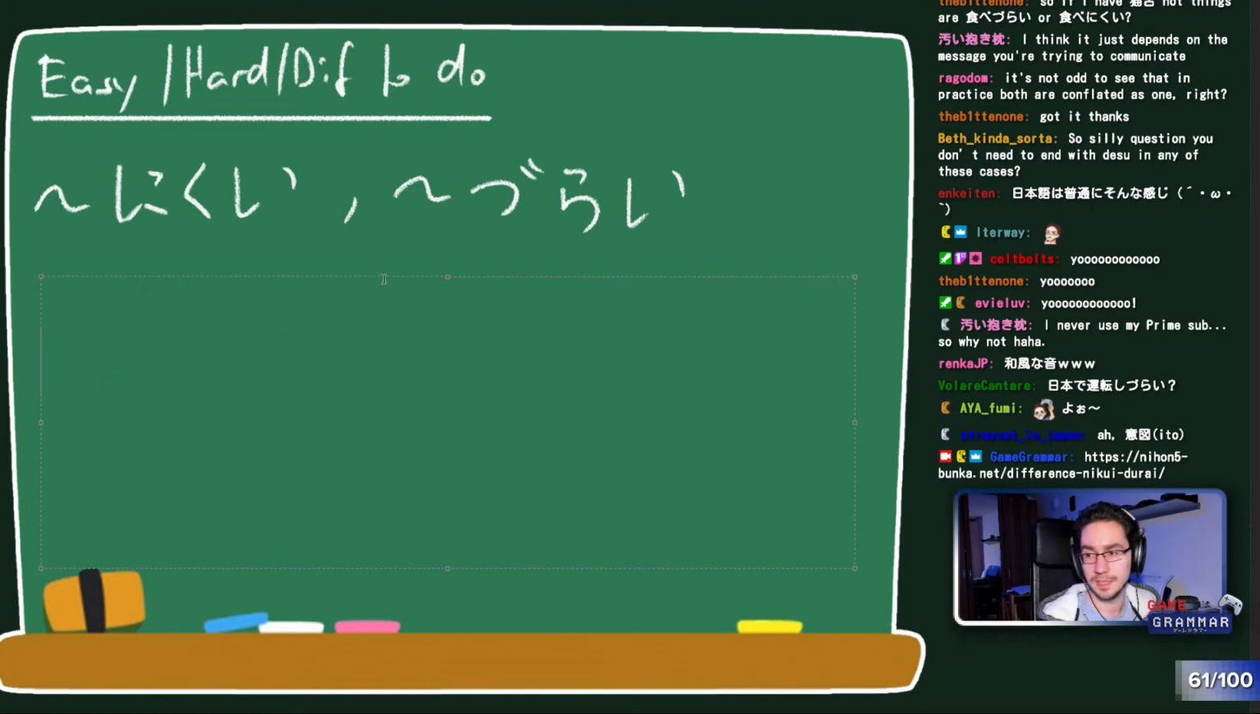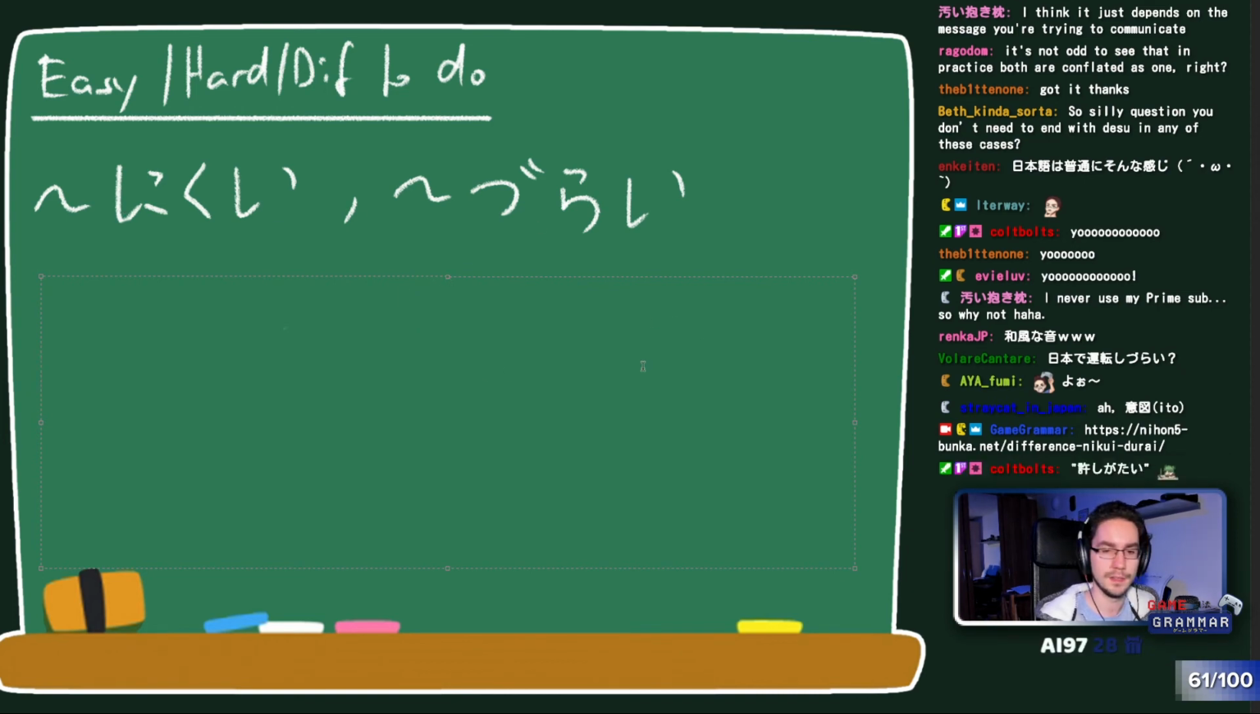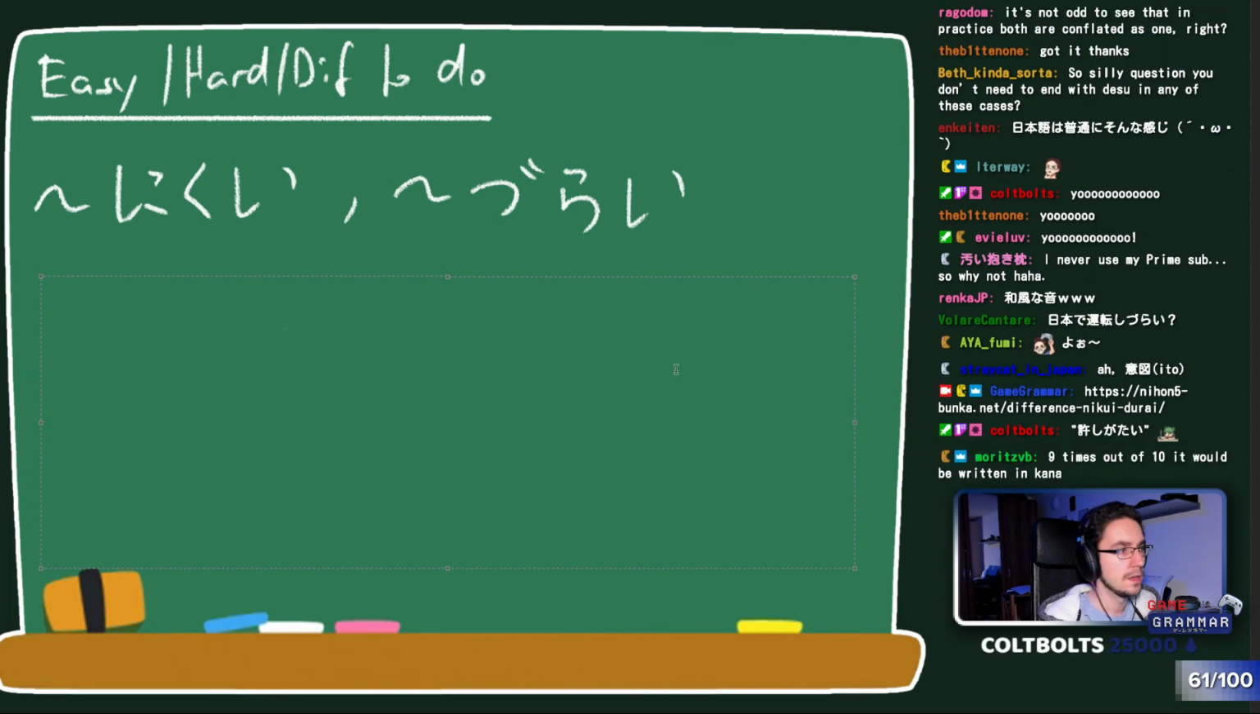alright. But now let's look at some examples of にくい and づらい and then figure out how that all works, okay? I will go back here and grab some examples.